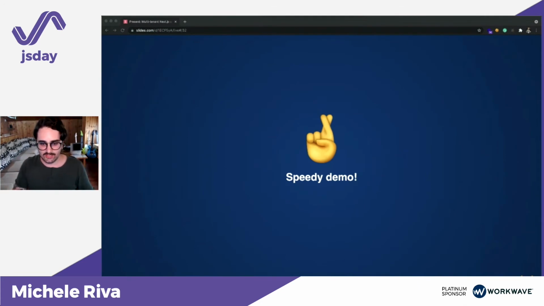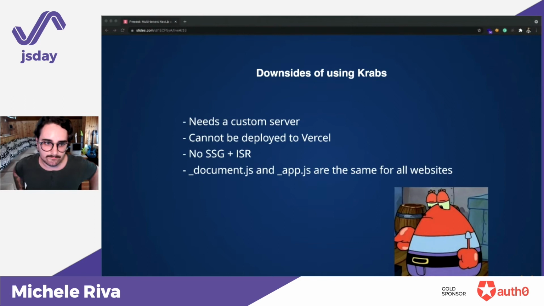We've seen how Next.js works in a multi-tenant mode, but we also have some downsides. First of all, we need a custom server. Having a custom server means that we cannot deploy to Vercel. And Vercel is the platform that has been created for serving Next.js specifically. It's an awesome platform. So I highly suggest you think about whether you really want to maintain a custom server before going into multi-tenancy in Next.js.